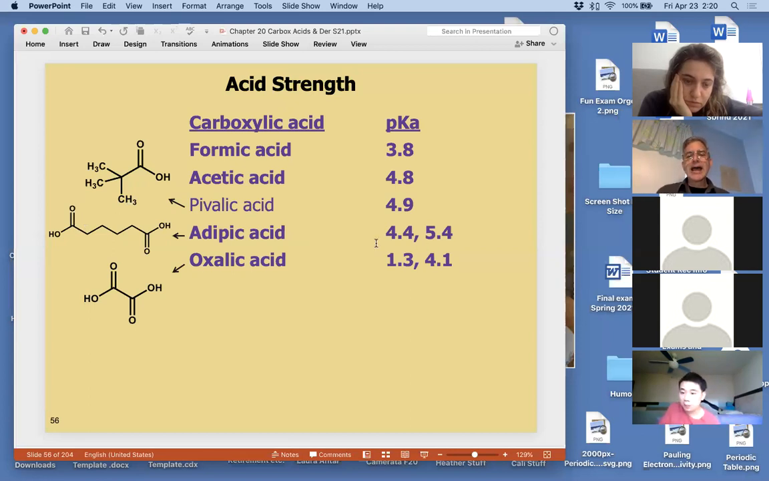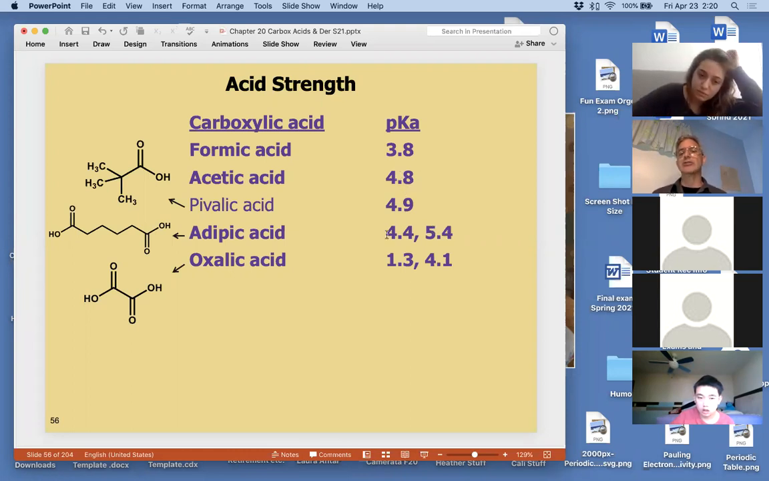So the adipic acid, the fact that it has two pKa's is really statistical in nature. Okay. And you can actually use statistics to take a normal pKa of acetic acid and calculate these two values. No, I'm not going to ask you to do that on the exam.